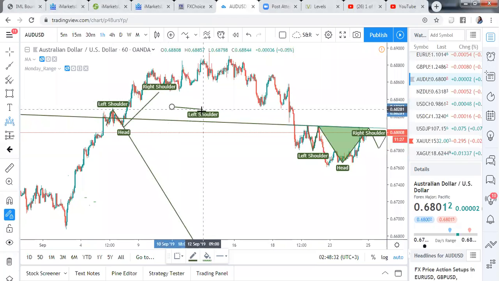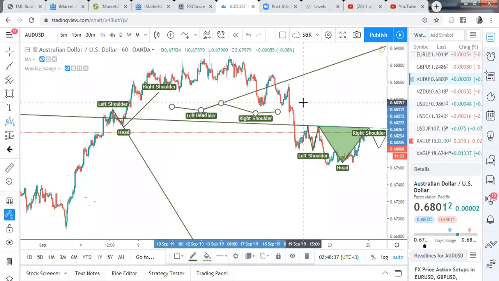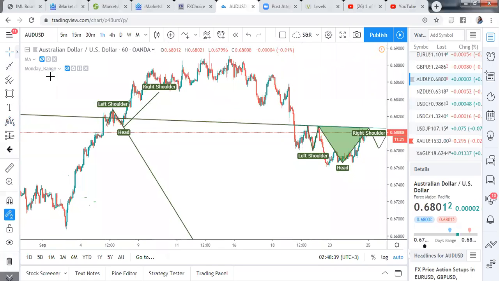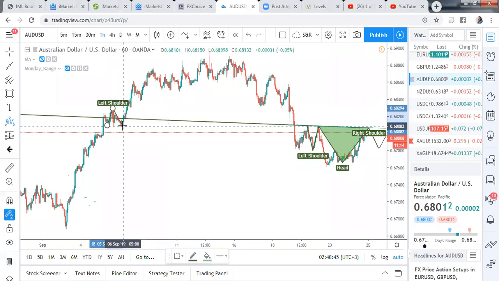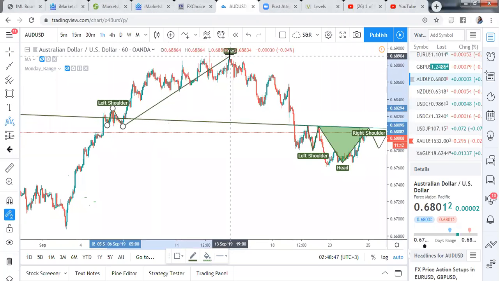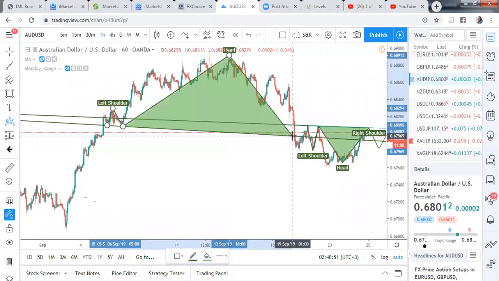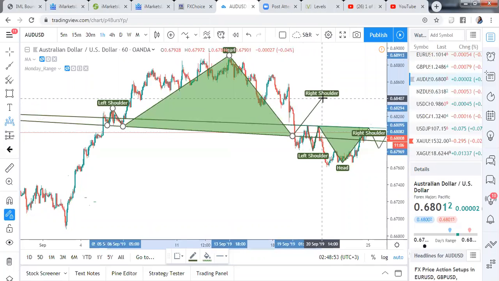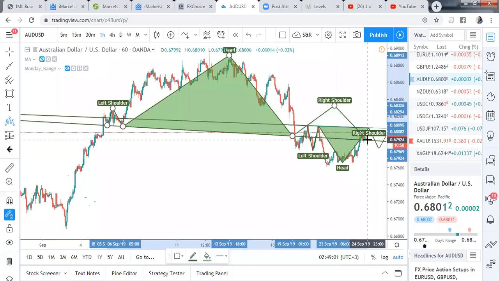Wait, hang on. No, this here is doing the most to me right now. What's wrong with this here? Let me delete it. Hang on. Let's go again. Left shoulder, head. Oh dear. No, we have to wait for the right shoulder to form, which is that buy you're going to get from that inverted head and shoulders.